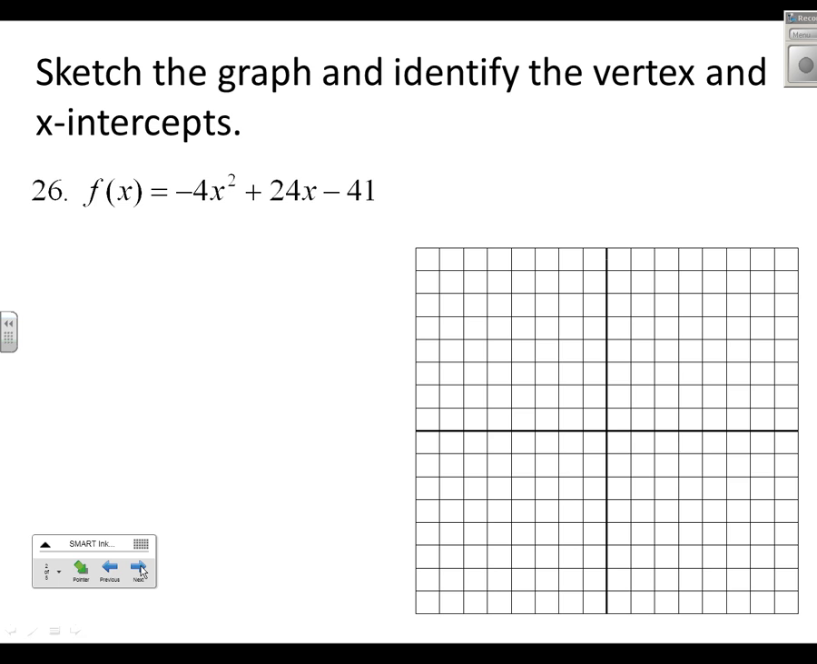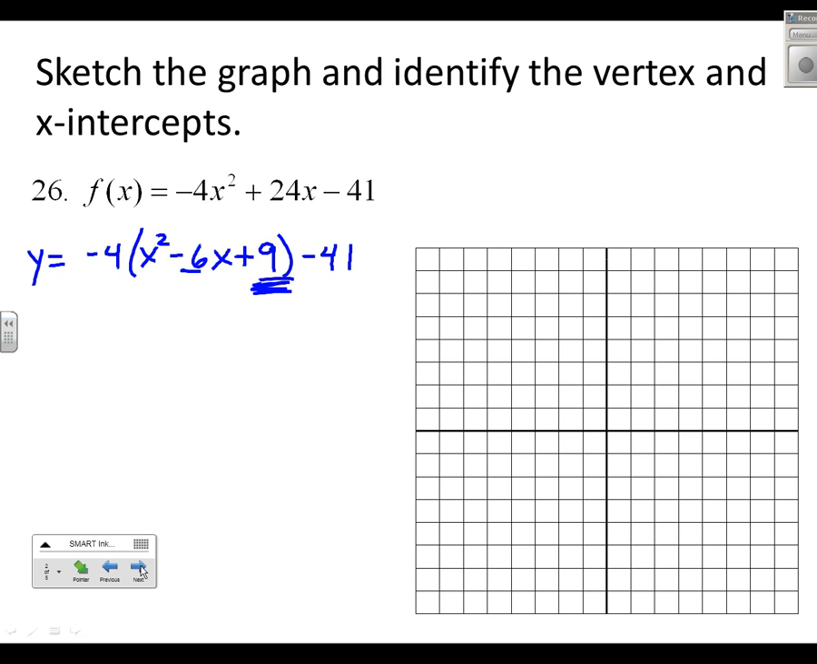Okay, sketch the graph and identify the vertex. Same problem. Let's go ahead and take a look at this one. We're going to have some similarities here. I want to go y, or f of x, equals, I have to factor out -4, even if it wasn't convenient. I get minus 6x, leave a blank. I get minus 41 outside. I need half of 6, 3 squared, plus 9.